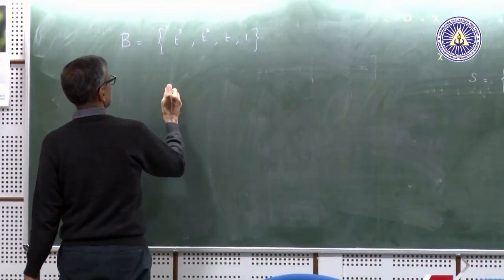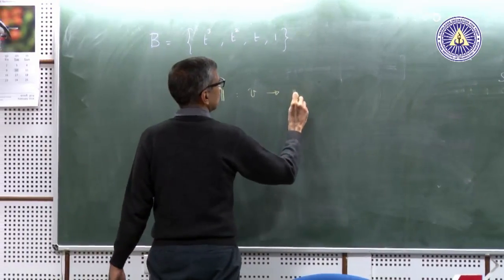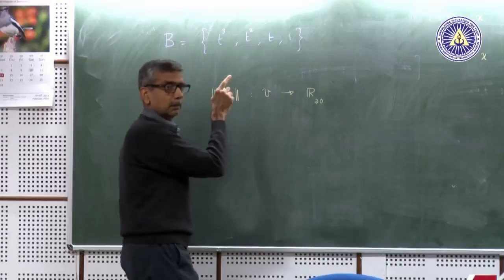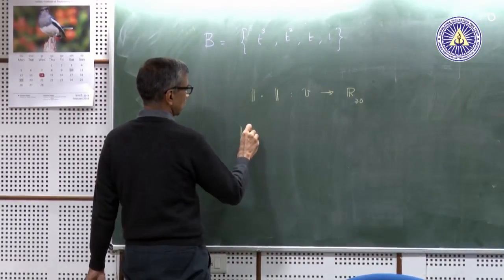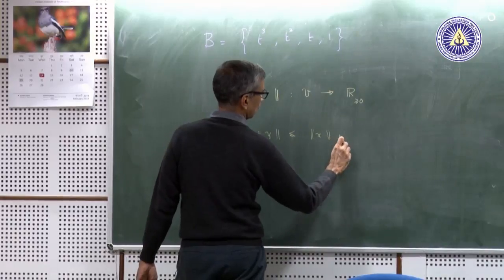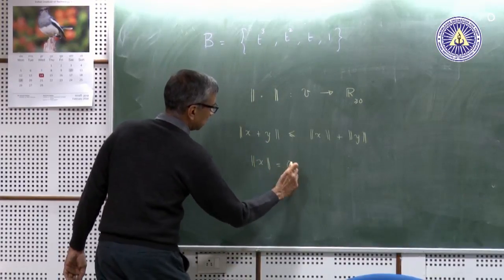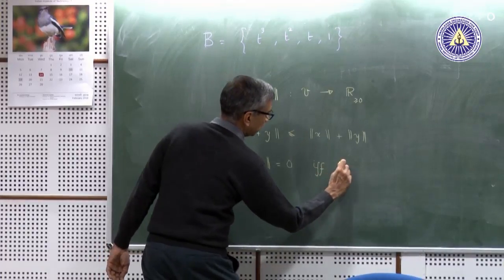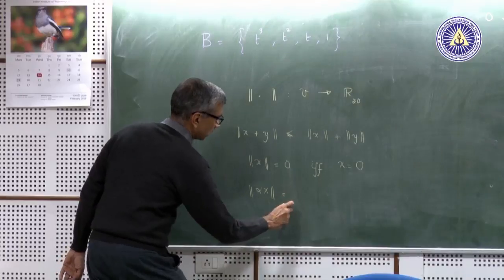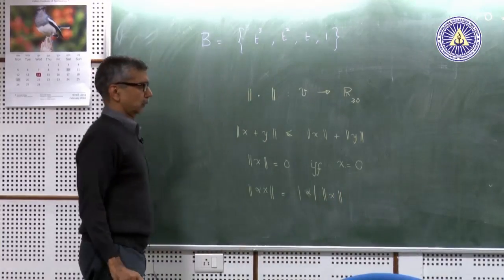So, a norm is denoted like this, and assigns to a vector a non-negative, it cannot be negative, greater than or equal to 0 real number with the following properties: the norm of x plus y, and the norm of x equals 0 if and only if x is the 0 vector, and the norm of alpha x, where alpha is a scalar, for x.